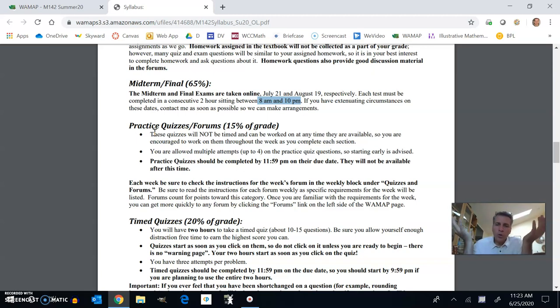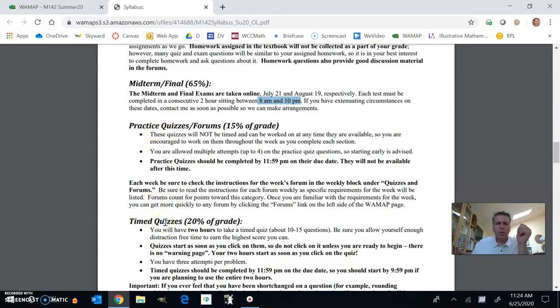You get 4 tries on every single question on a practice quiz. They're not timed. You can take as long as you want to do them. If you get it right in any of the 4 tries, you get full credit on it. They are really structured closely to the timed quizzes. In other words, practice quizzes are really practice for the timed quizzes.